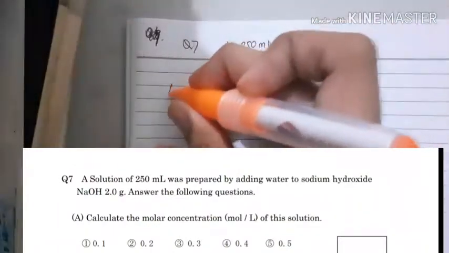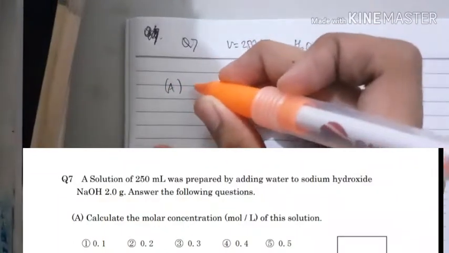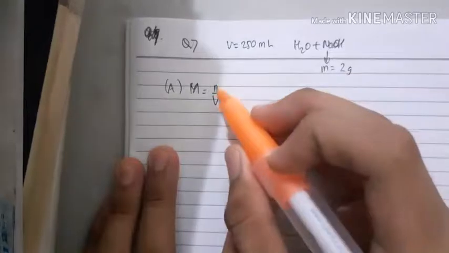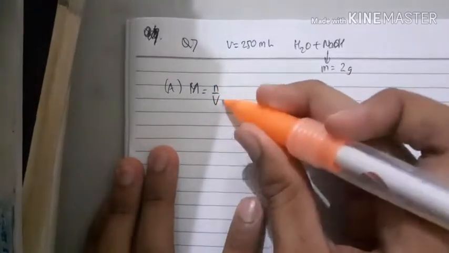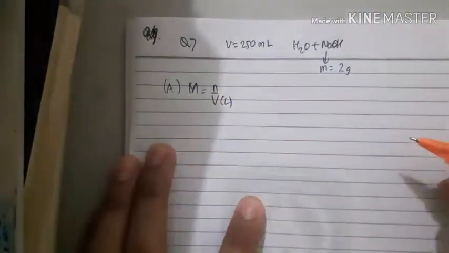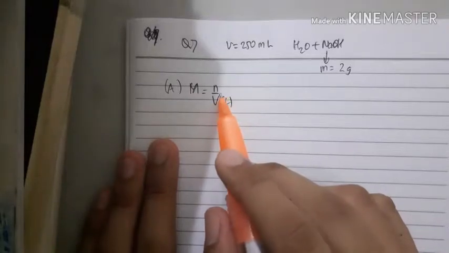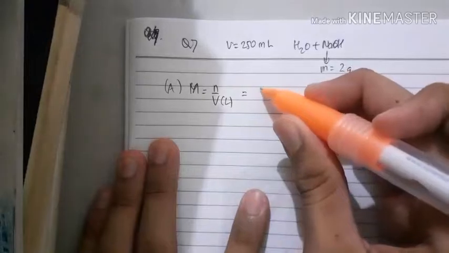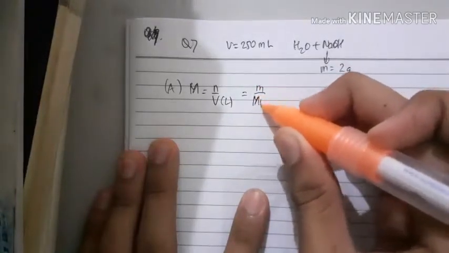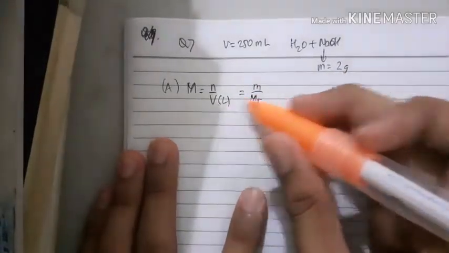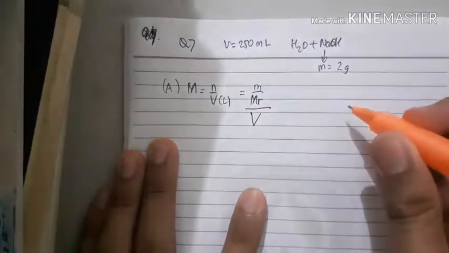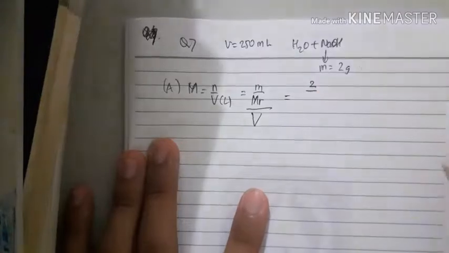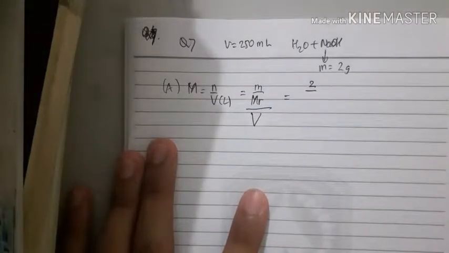Okay, now for question A, we are asked to find M, or the molar concentration, which is mole over volume in liter. Okay, now for the solution, we just find the molarity of sodium hydroxide, and remember that mole, the formula is mass over molecular weight, then over volume. Now the mass is in gram, which is 2 gram. The molecular weight, you can look at the top there.